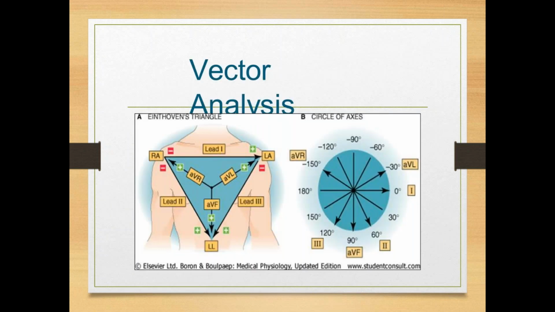This is just a picture. This is the Einthoven's triangle where the limb leads are placed. This is how in the frontal plane you have lead 1, and then you have the augmented limb leads AVR, AVL, AVF. You can see the direction of the flow of current towards the positive. So this is the axis. This 0 to 90 is the normal axis of the heart. I will show you more diagrammatic presentations so it's clearer to you.